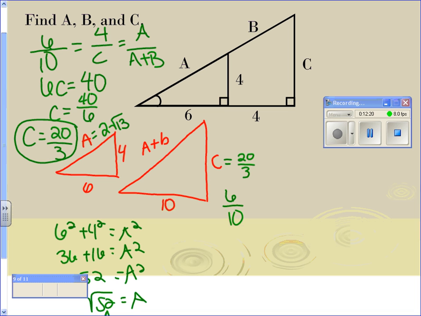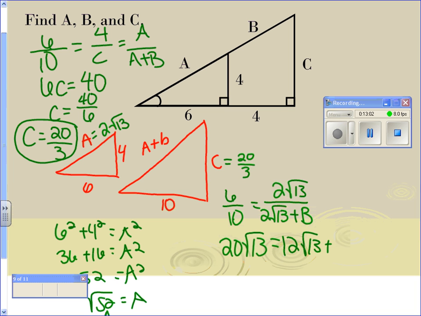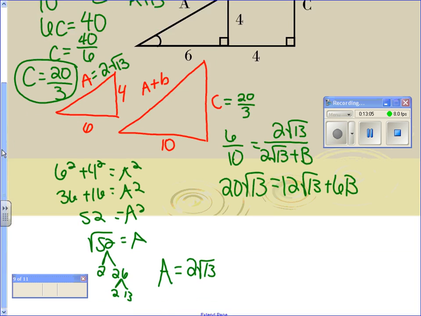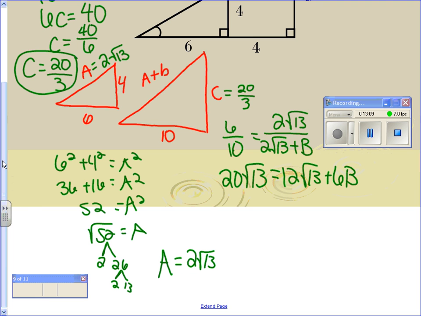You would say 6 over 10 equals, what is A? That's what you would say. Does that make sense? Instead of A, I know A is 2 square roots of 13, so nope, leave it as a radical. What would you do? Okay, so 10 times 2 square roots of 13 would be what? What's 20? Yes, 12.